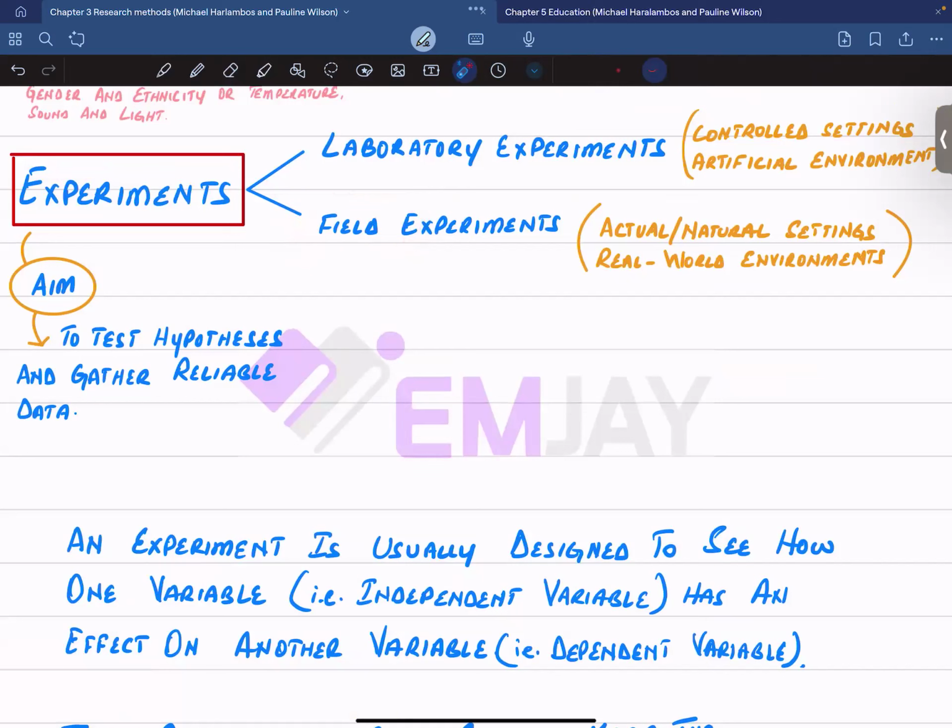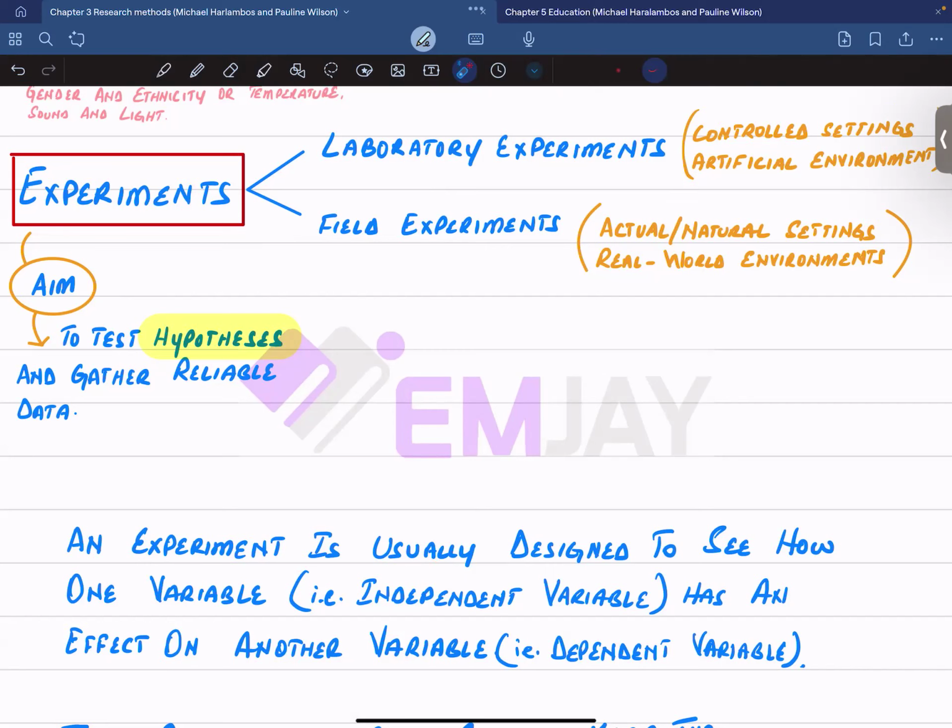Now, what is the aim of using an experiment? Why do we actually use experiments? Sociologists or researchers, they use experiments to test a particular hypothesis. What is a hypothesis here? We use the word hypothesis to refer to any theory that requires testing.